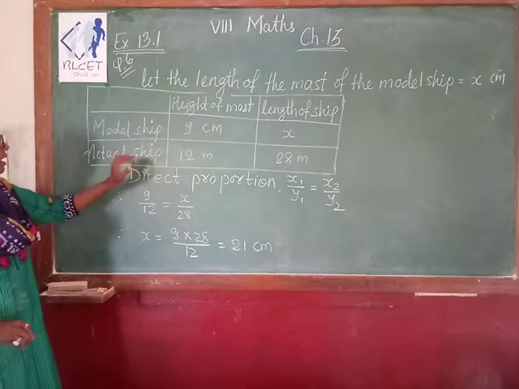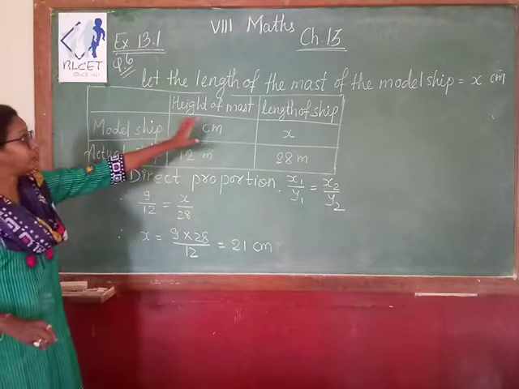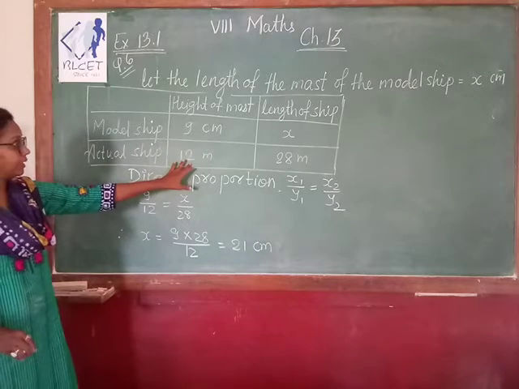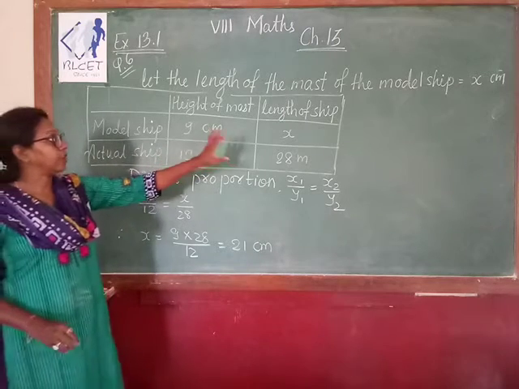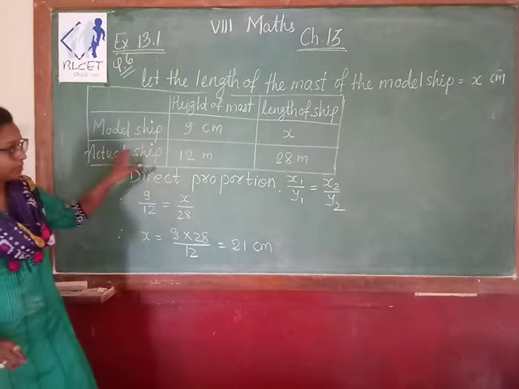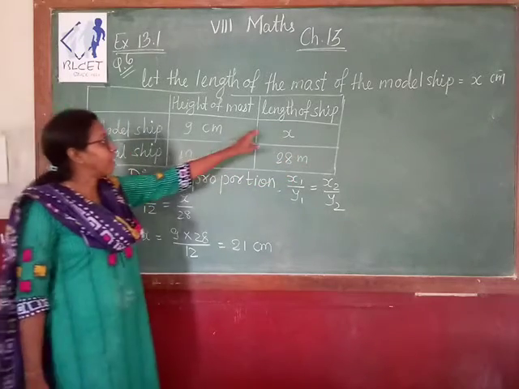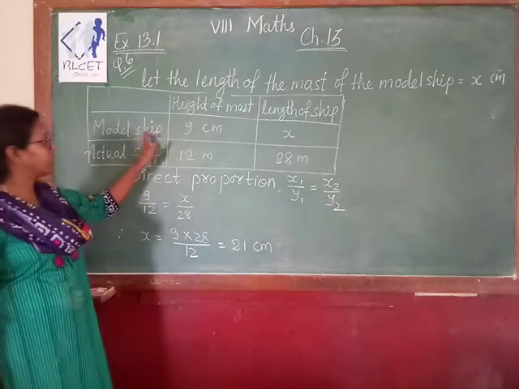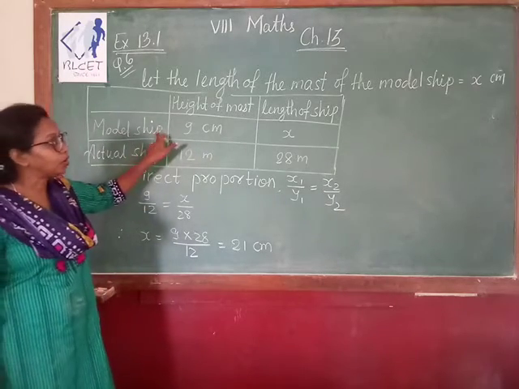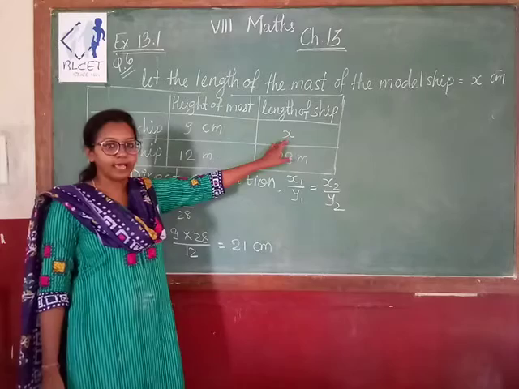Next, what is given? For the actual ship, the height of the mast is 12 meter, and the length of the actual ship is already given, that is 28 meters. So what do we have to find? We have to find the length of the model ship. That we don't know, so we have considered it x.